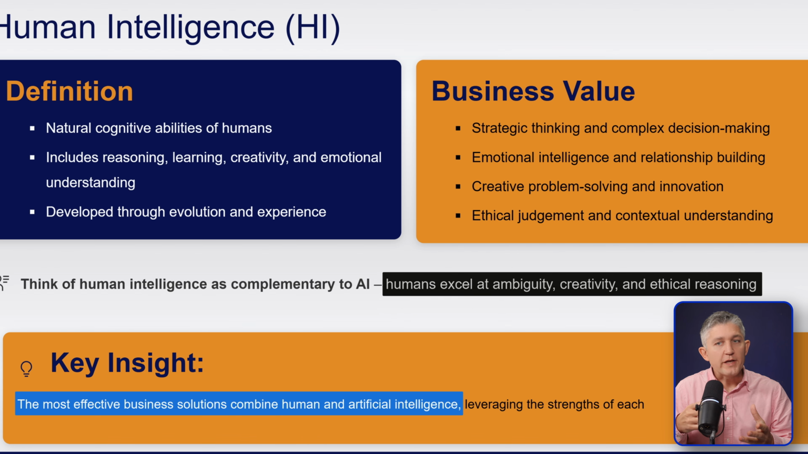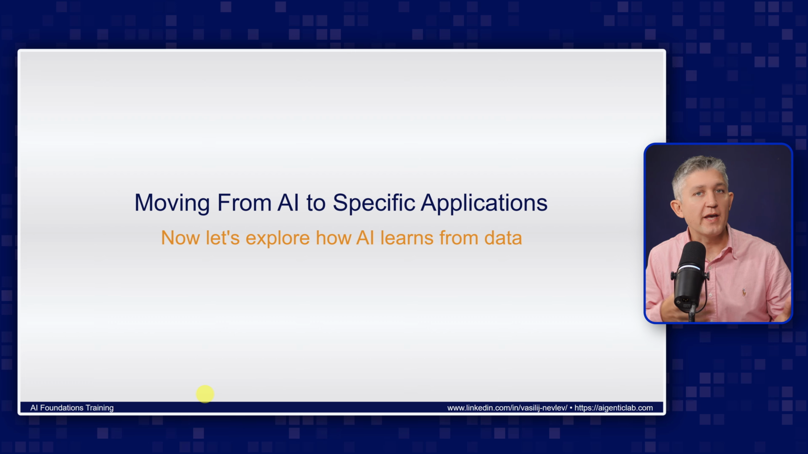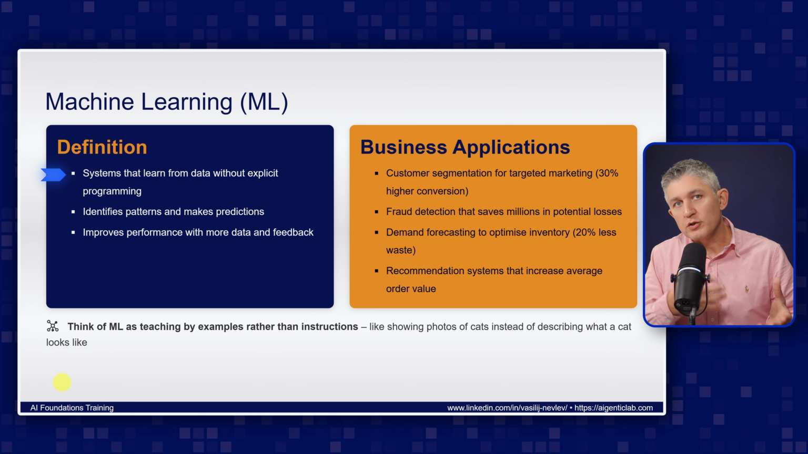That's where you're going to create the most value, by combining the two together. The most effective business solutions combine both human and artificial intelligence, leveraging the strengths of both. Now let's move from AI to some of the specific applications and explore how AI learns from data. Machine learning learns from examples, not hard-coded rules.